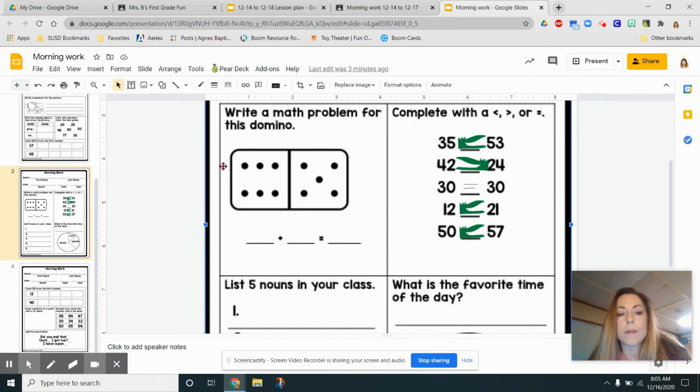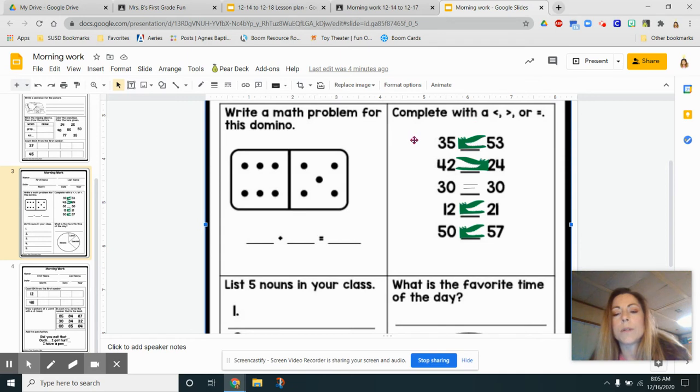So your first job here is to write a math sentence. Look at the dots on each side of the domino and then add them up. So I did the next part for you because we haven't ever talked about these symbols here. These little arrowheads going left or right mean greater than or less than or equal to.